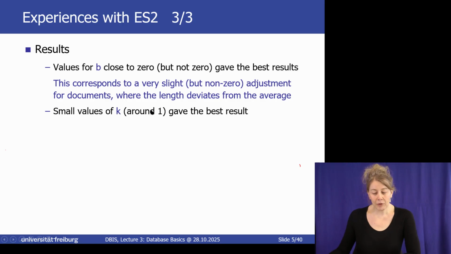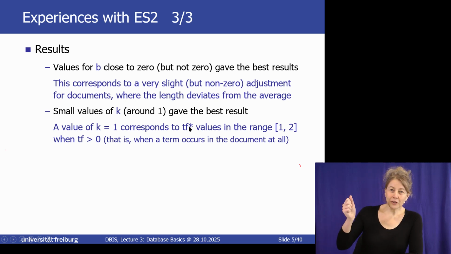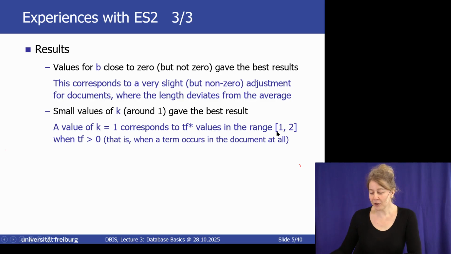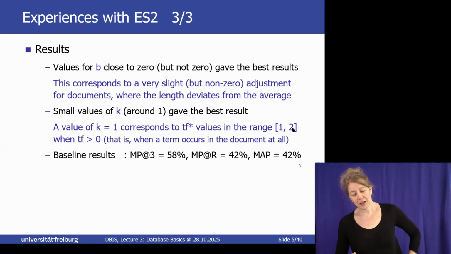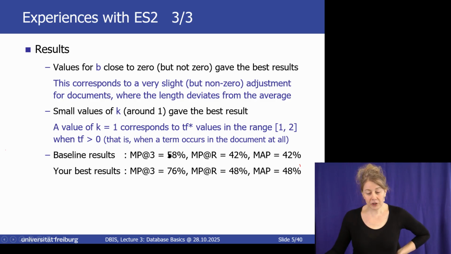Many of you ended slightly above 0, interesting. Small value of K also gave the best results, which means TF star values, yes, not only binary, but between 1 and 2. That's what K equals to 1 means. So if a word is very frequent in a document, make the TF a little bit larger than 1, but not a lot. These were the baseline results by Robin. These were the best results you achieved. So somebody achieved big improvement in mean precision at 3. For the others, only slight improvement.